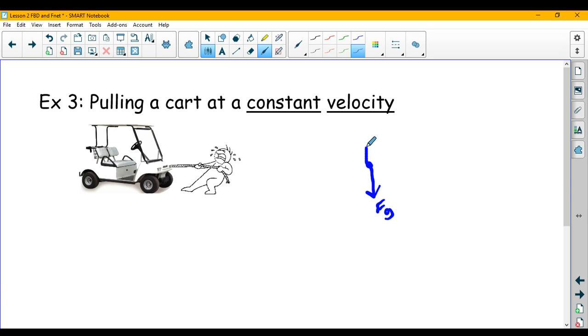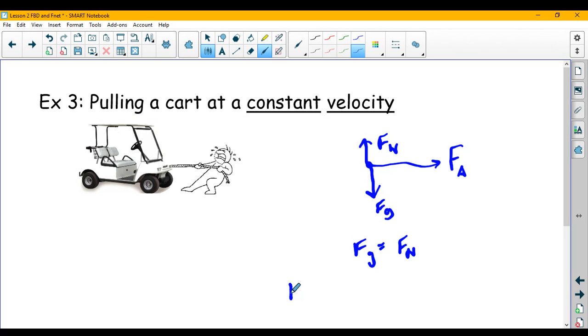And I can put on my normal force. They're both going to be equal to each other. They're going to be balanced because they are. This is the part that most people don't realize. When you have a constant velocity, you're pulling. He's pulling on this cart. He's pulling forwards, right? That's supposed to be a nice straight arrow. Sorry about my wiggliness. And I'm going to call that FA.